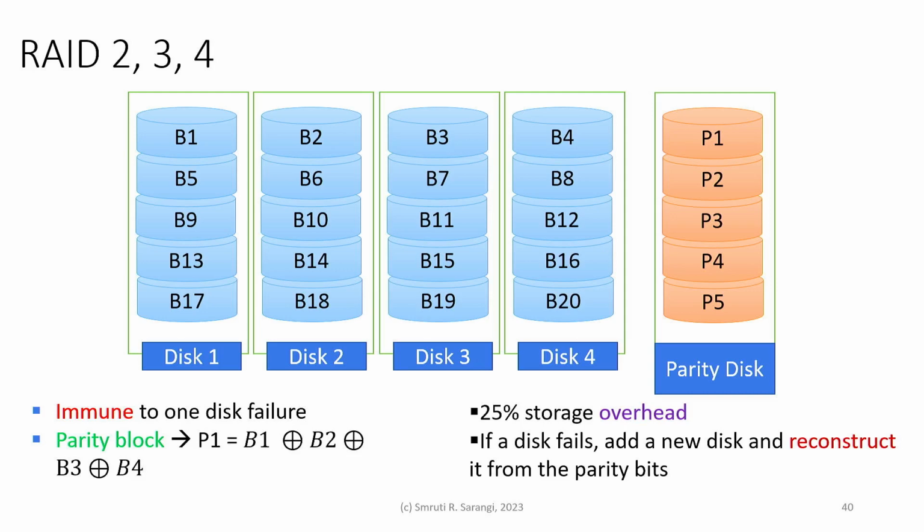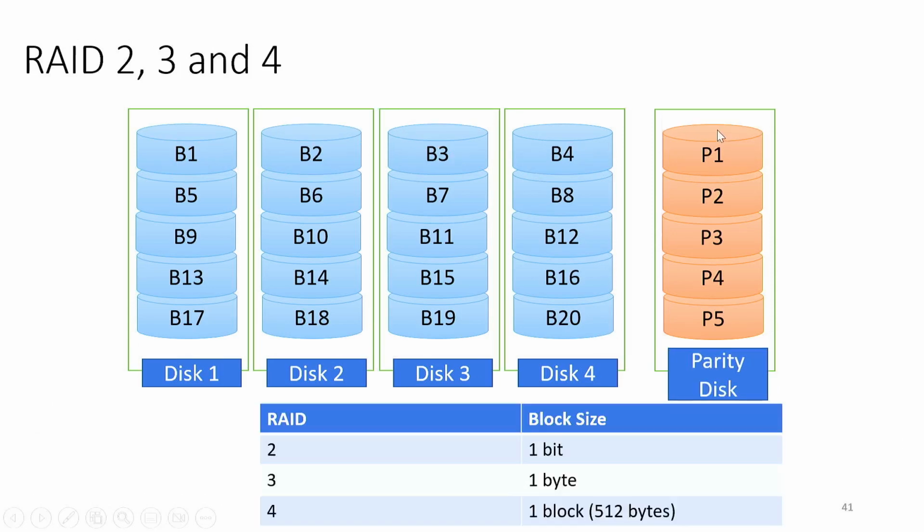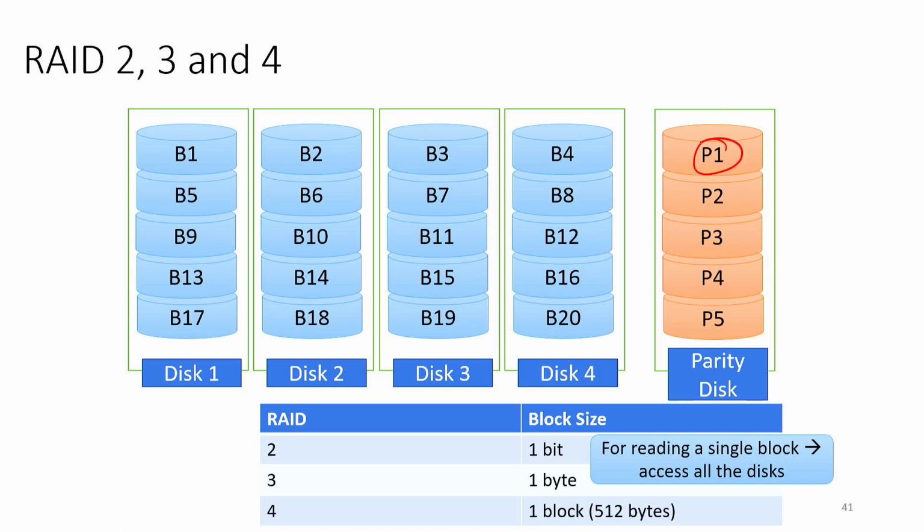Then you have RAID 2, 3 and 4, they are all different flavors of the same thing. So what you do is that you store, let's say B1 here, and I am deliberately saying B1, I am not saying it's a block, because I want to keep that flexibility. B2 here, B3 here, B4 here, P1 is nothing but the parity, okay. And so basically over here, this is nothing but the parity. So if you see P1 here, what is the parity?